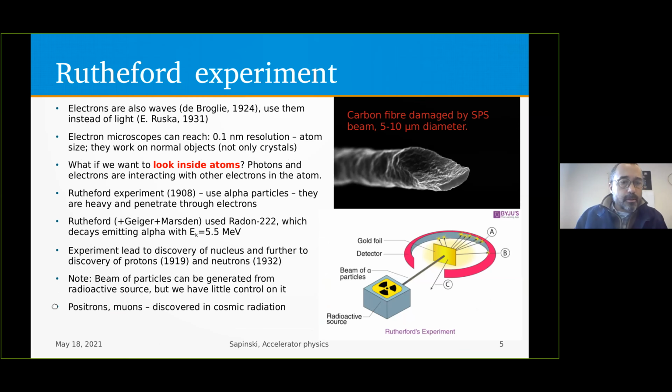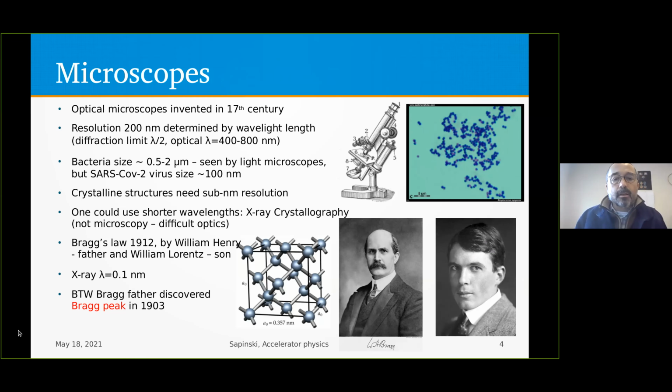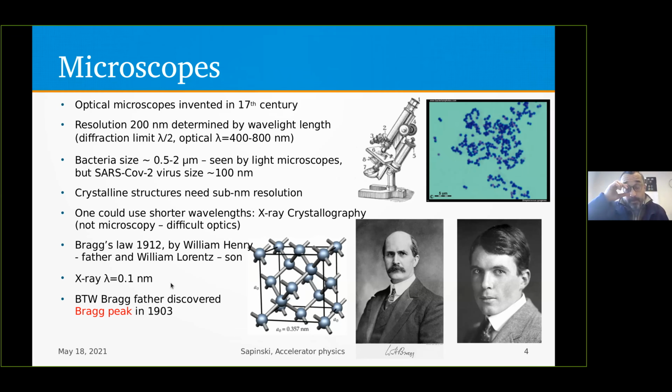higher resolutions, of course, we could decrease the wavelength. Decreasing the wavelength means going to ultraviolet or X-rays, and that was actually proposed already at the beginning of 20th century. The problem with decreasing the wavelength all the way to X-rays is that we actually don't have optics. We don't have these lenses that are inside the microscope for X-rays.